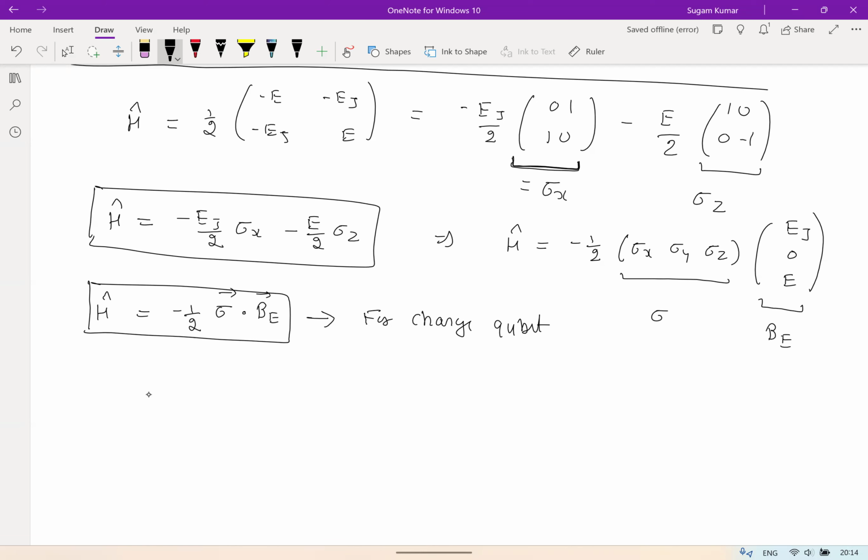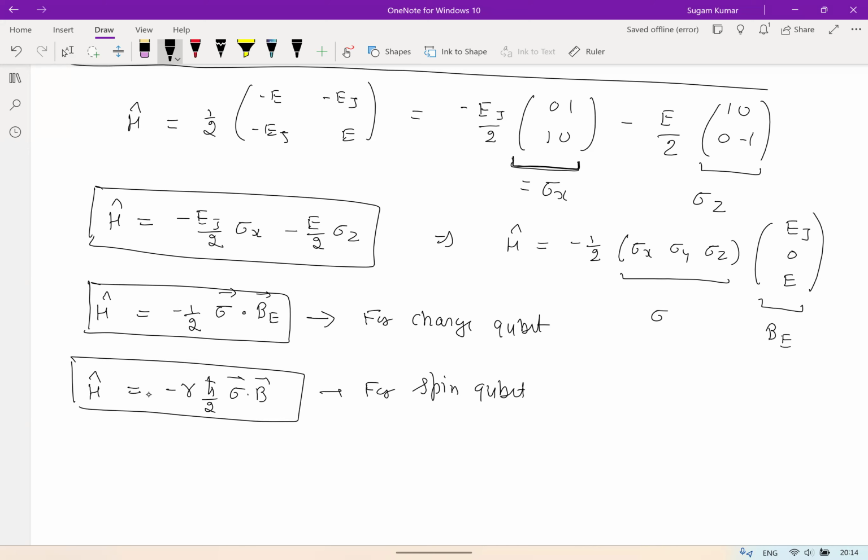And look, if I write down for the spin qubit, how do we write it? Minus gamma H cut by 2 and sigma dot B. This is for the spin qubit, which we discussed, for example, electron spin. So you can see here that the charge qubit Hamiltonian is exactly similar to a spin qubit.